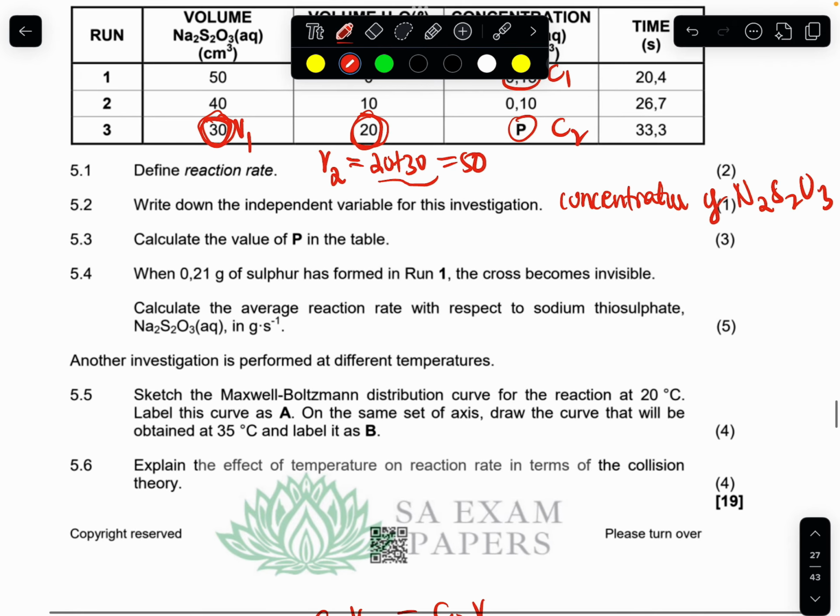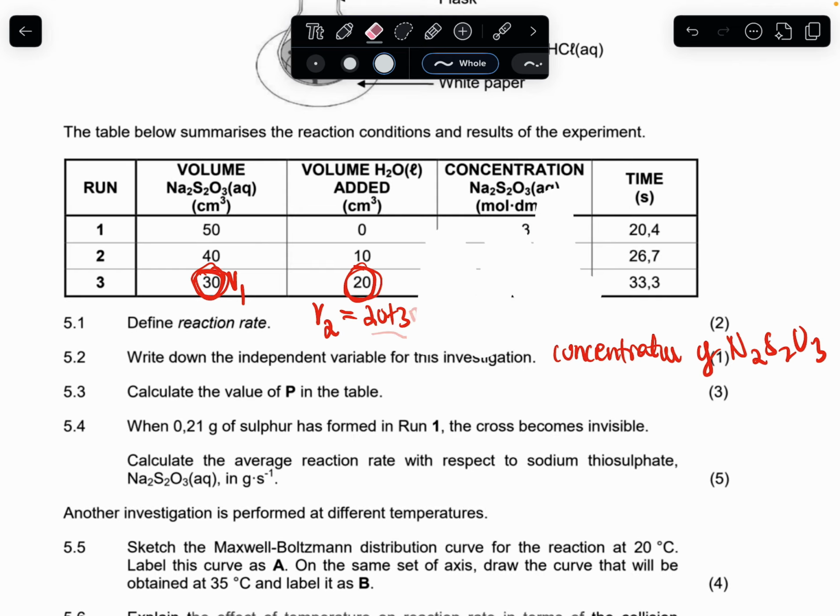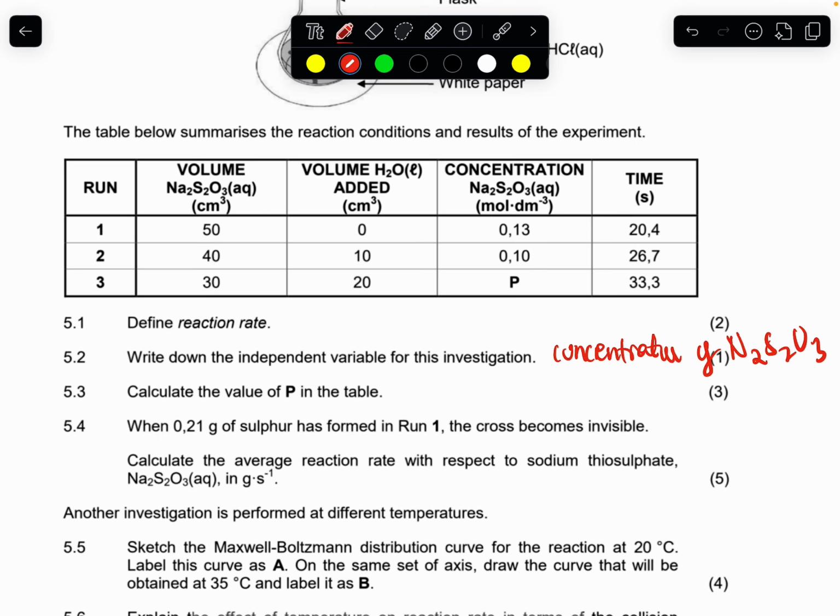So now, guys, let me prove it to you before I proceed with the questions. How can we prove this concentration? This is 0.1 concentration, this one, right? So the way we're going to do that, guys, I'm going to do it here. It's C1 V1 is equal to C2 V2. So we want to prove this concentration here. So what are we going to do?